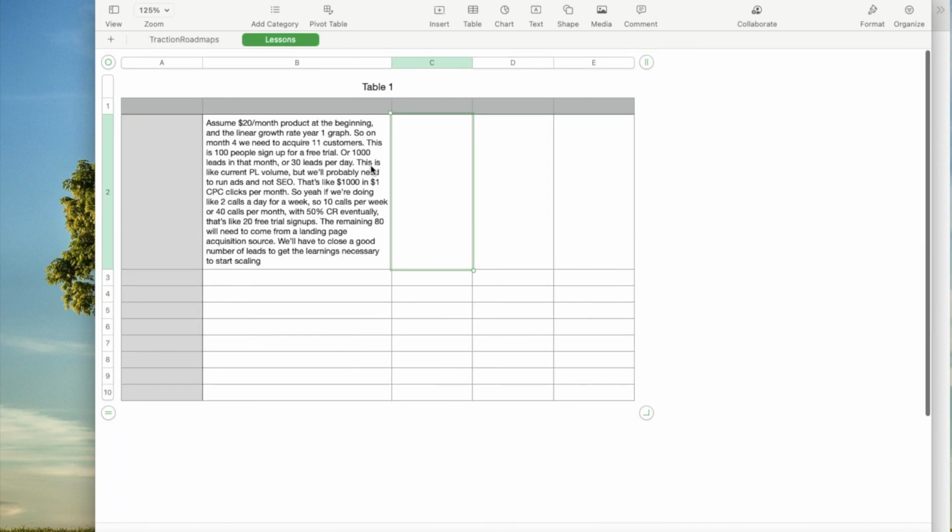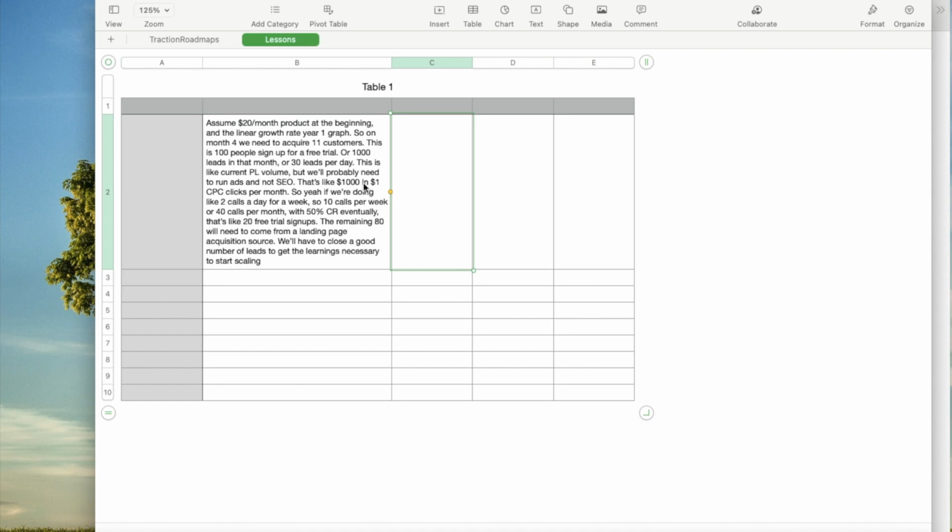I wrote this little lessons thing for myself over here. So yeah, assume $20 a month, linear growth year 1. On month 4, we need 11 customers. That's 100 people sign up, or 1,000 leads that month, so 30 leads per day. And so we'll have to run ads. Assuming $1 CPC, that's like $1,000 per month, which, okay, all right, could be better. Maybe some other channel like Reddit might have a lower CPC or something. And that assumes a 1% conversion rate, so it might be even worse than that, right?